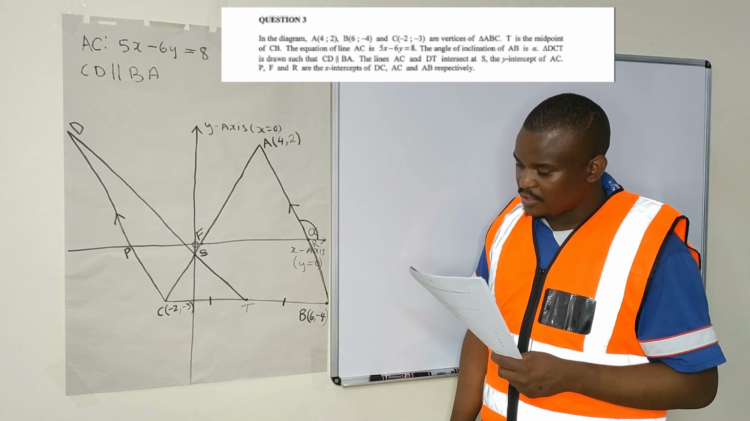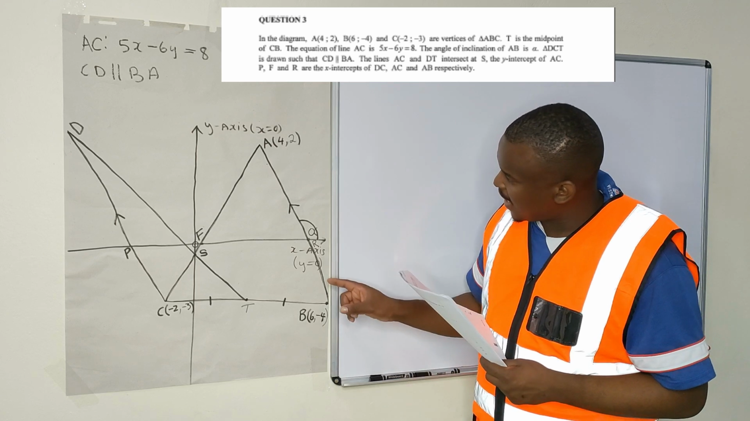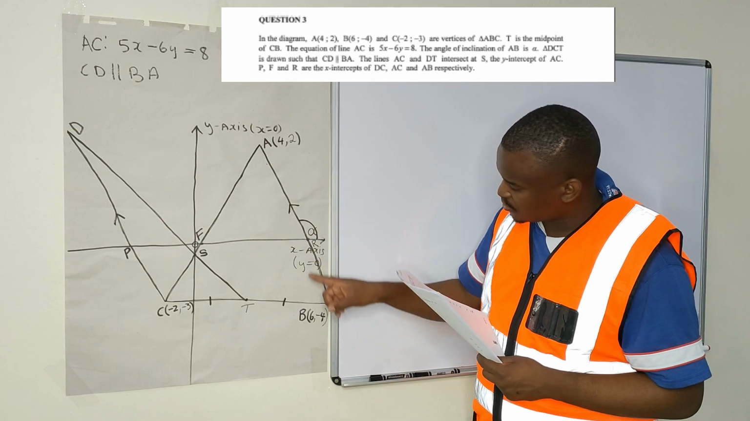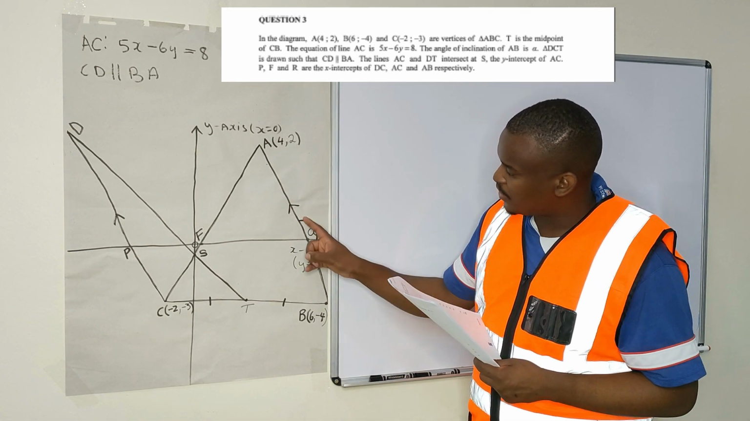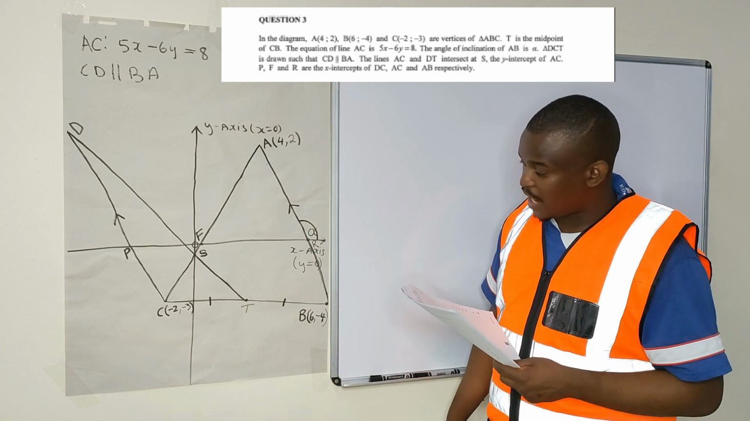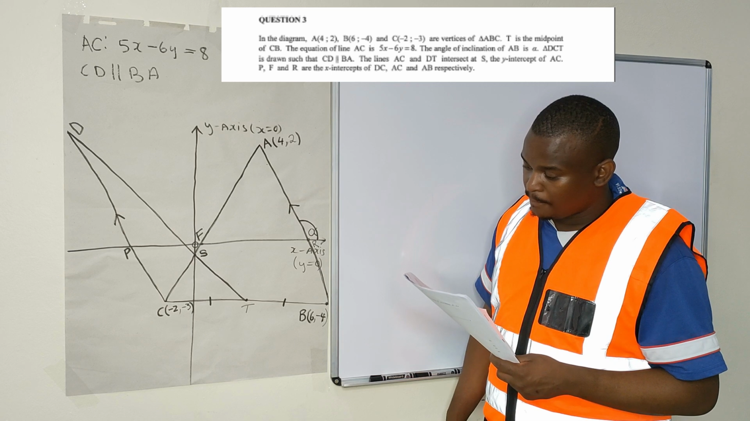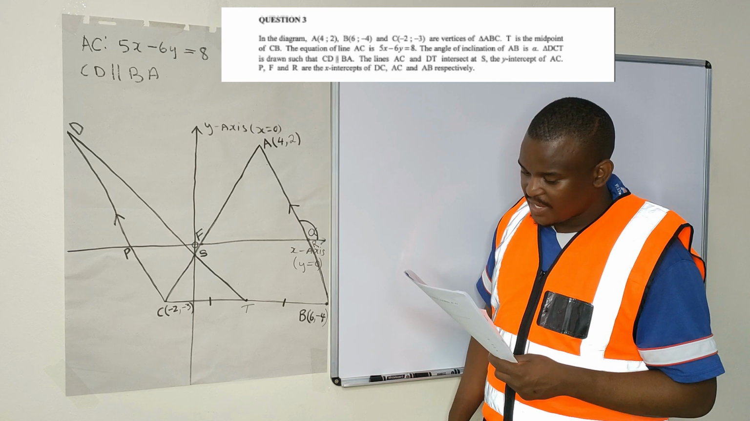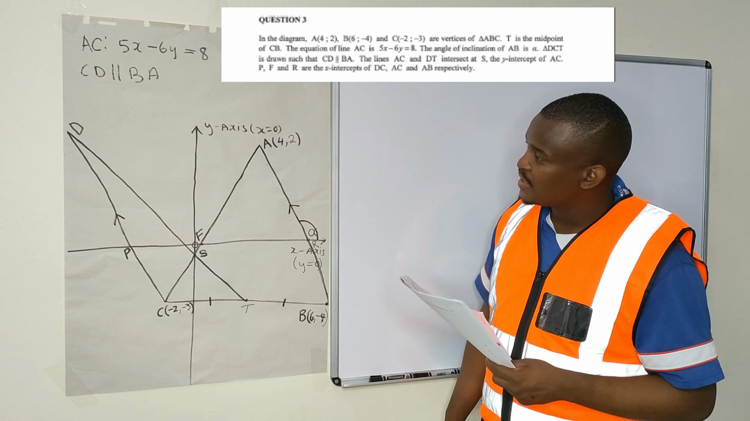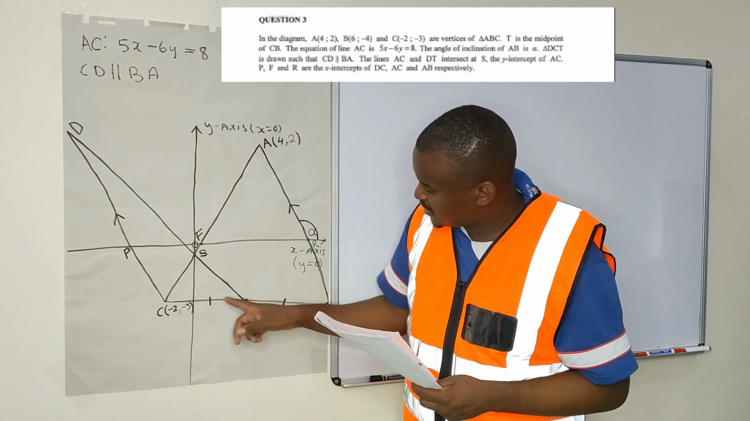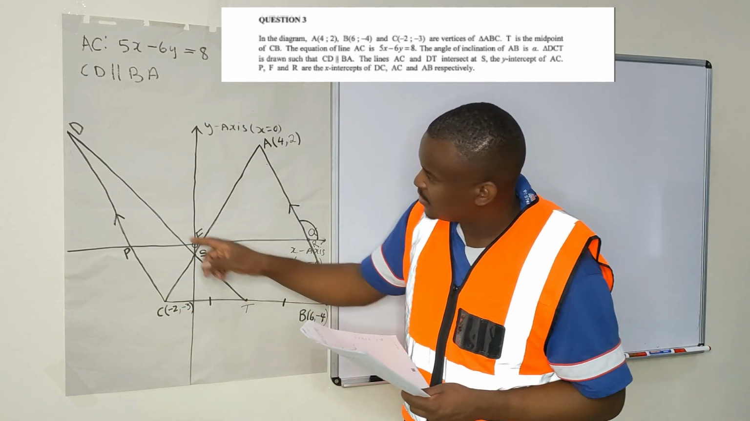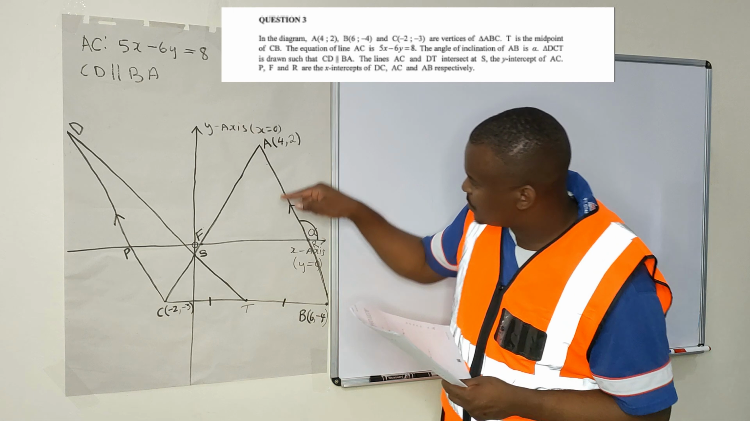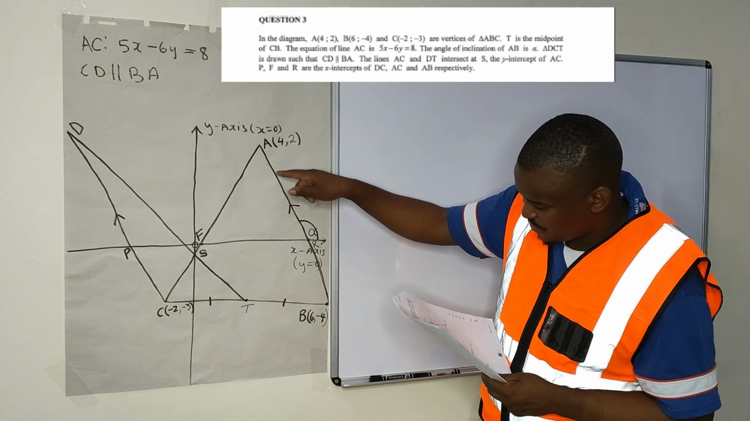The angle of inclination of AB is alpha. So here is the angle of inclination of the line AB, alpha there. Here's your A, here's your B. So the angle of inclination with the axis is alpha. Triangle DCT is drawn such that CD is parallel to BA. This triangle DCT is drawn here, such that CD, this line here, is parallel to AB, this line here.